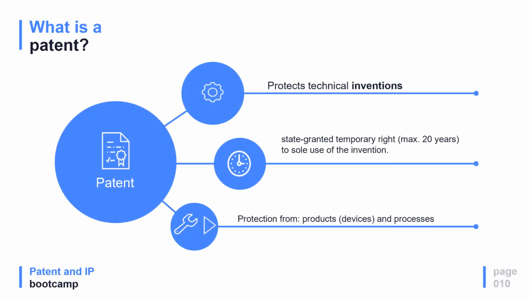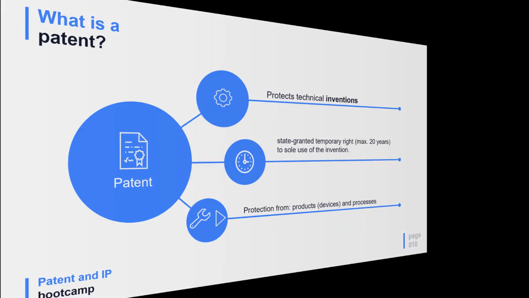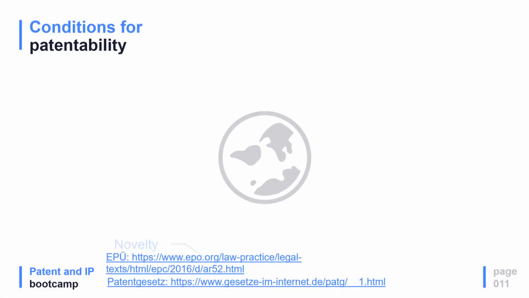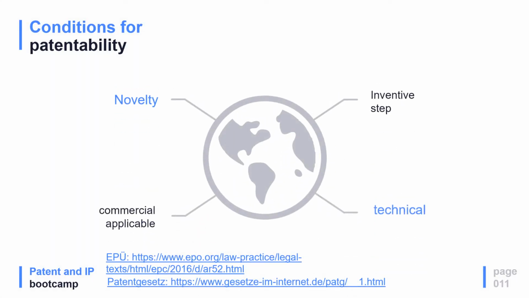Then we will have a look at the patent itself. How does it work? How long does my patent last? And so on. We will also have a look at the conditions of patentability. How does the process work in general to get a patent? There we will also talk about the costs of a patent and about patent attorneys.